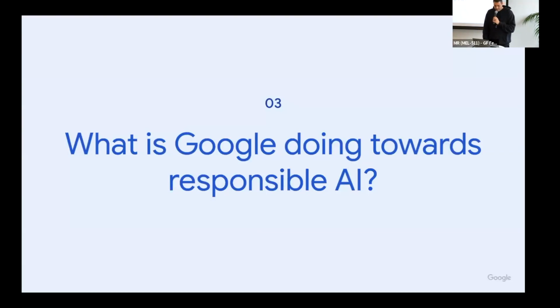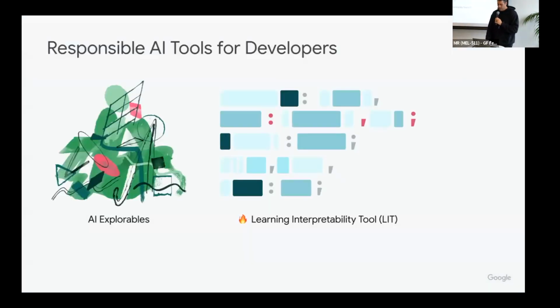Then on the last part of the talk, I want to talk about what Google is doing towards responsible AI. So on one side, we have tools for developers. And a lot of the responsible AI things are happening on the ML frameworks themselves. You can see a lot of responsible AI tools and utilities as part of, for example, TensorFlow. But we're also building tools specifically for the purpose of responsible AI that are standalone. Two that I want to mention here are AI Explorables and the Learning Interpretability Tool.